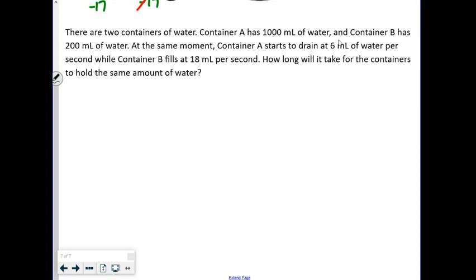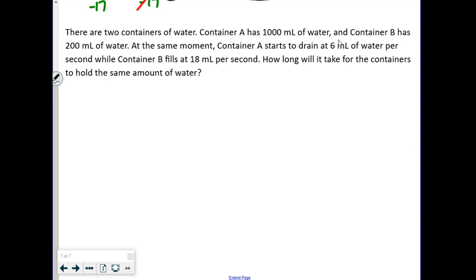There are two containers of water. Container A has 1,000 milliliters of water, and container B has 200 milliliters of water. At the same moment, container A starts to drain at 6 milliliters of water per second, while container B fills at 18 milliliters per second. How long will it take for the containers to hold the same amount of water?